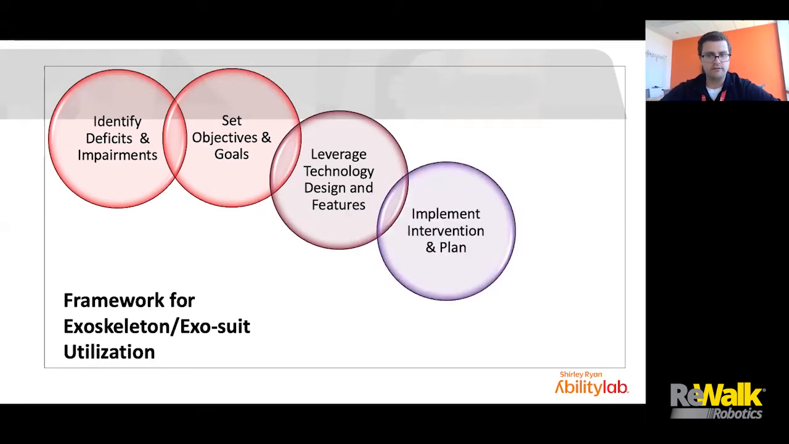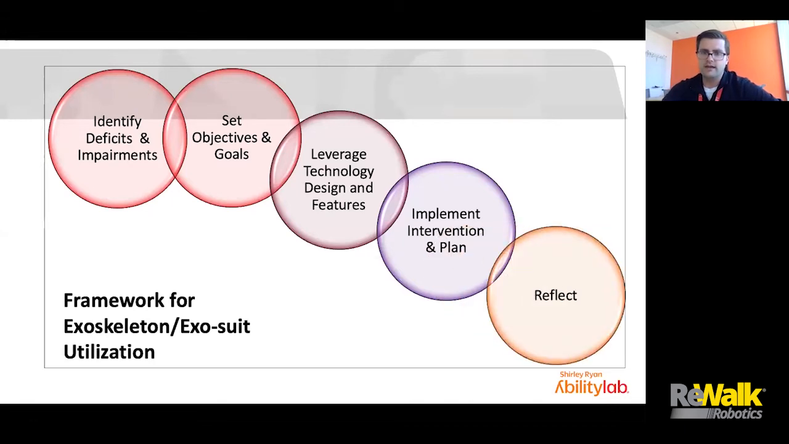Finally, you want to implement the intervention and plan. I'm not going to talk about it as much because I believe there's a little bit more detail in another talk coming up with more specific examples, but we'll hint on that. And because it also looks a little bit different for everybody and depending on what devices you're using.